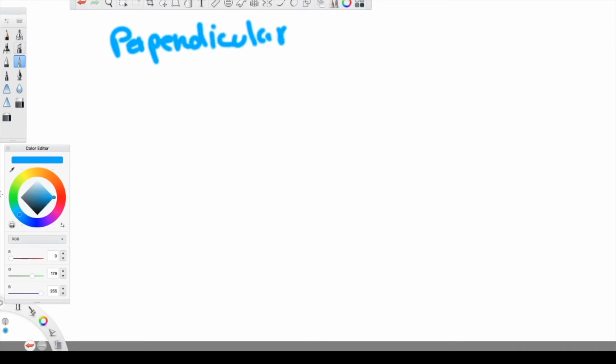What is a perpendicular line? As you know, they form a 90-degree angle. A perpendicular line. Okay? So now, for the perpendicular slope, instead of it being the same like parallel, it is going to be the opposite reciprocal. Now, what do I mean by that?